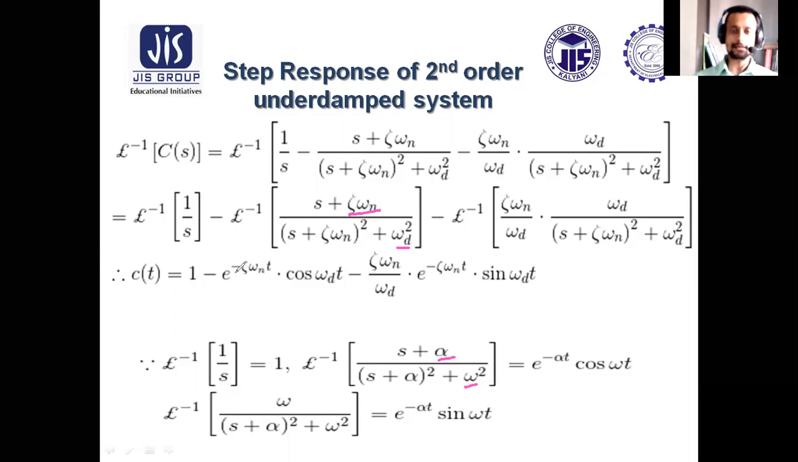So 1 minus e to the power minus alpha t, this alpha is zeta omega n, so e to the power minus zeta omega n t into cos omega d t, minus this can be taken out because this is not associated with any s term. So this is a constant term which can be taken out: zeta omega n by omega d, e to the power minus zeta omega n t, sin omega d t.